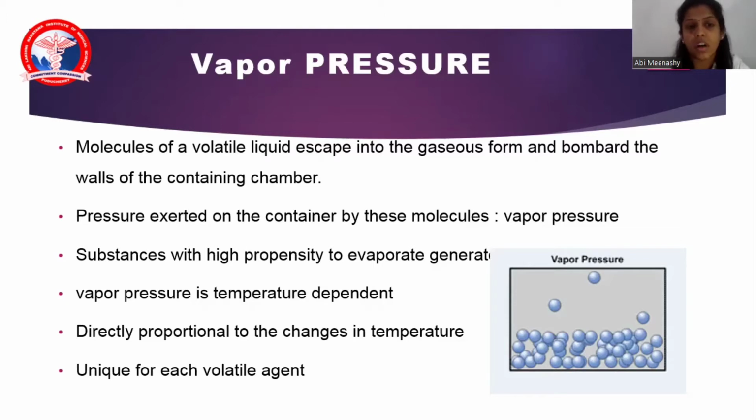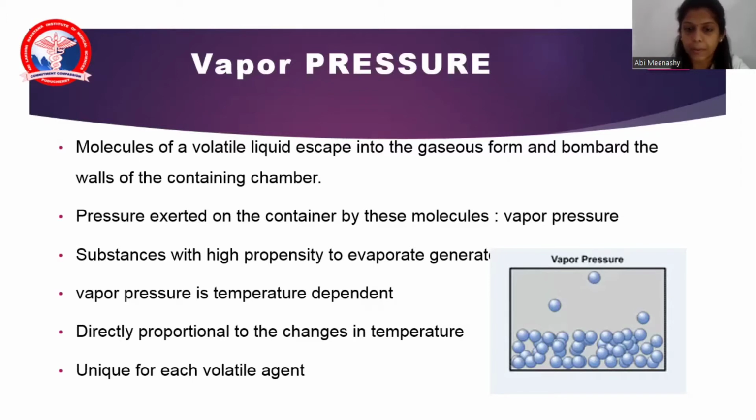Vapor pressure tends to differ with each agent. It's not identical for every agent. Substances with high propensity to evaporate generate vapor rapidly. Vapor pressure is dependent on temperature. Higher the temperature, higher will be this bombardment, higher will be the vapor pressure. When the temperature is high, all the molecules become loose and hit each other. So when temperature increases, the bombardment increases, and vapor pressure also increases. It is directly proportional, it changes along with the temperature. It is unique for each volatile agent.